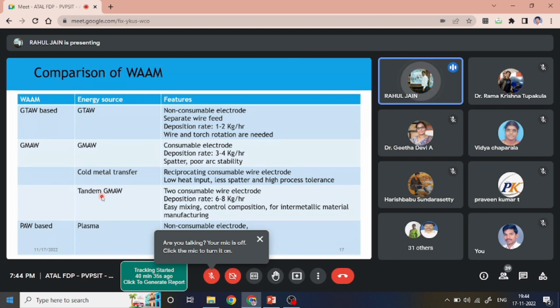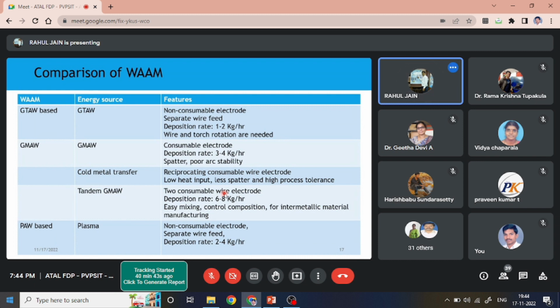What is tandem GMAW? Tandem GMAW means instead of one wire feeder, you have two wire feeders, so I have two consumable wire feeders. Now what advantage do I have? Both wire electrodes can be the same, for example aluminium. That way my deposition rate increases. But at the same time, if I want to make an intermetallic, what can I do? One wire feeder could be aluminium, another could be steel. Because of this difference, I'll get a composite, or an intermetallic, or I may even get a functionally graded material, right? So these are the advantages.